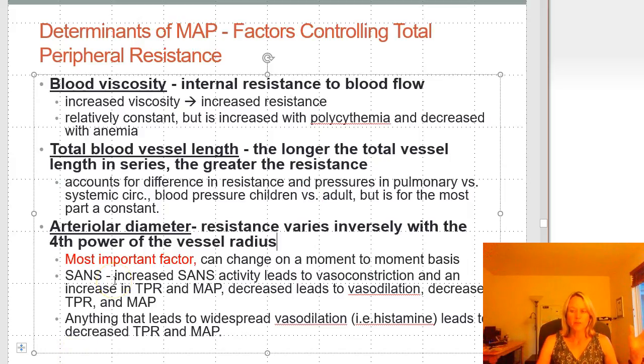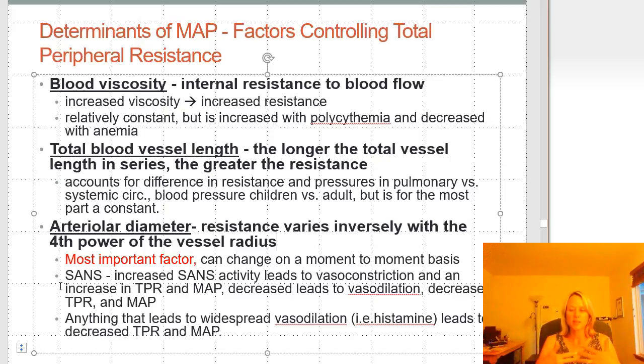So this factor can change on a moment-to-moment basis. The smooth muscle cells can contract in response to sympathetic stimulation. Contraction of those smooth muscle cells leads to vasoconstriction, and that will lead to an increase in total peripheral resistance and thus an increase in blood pressure.